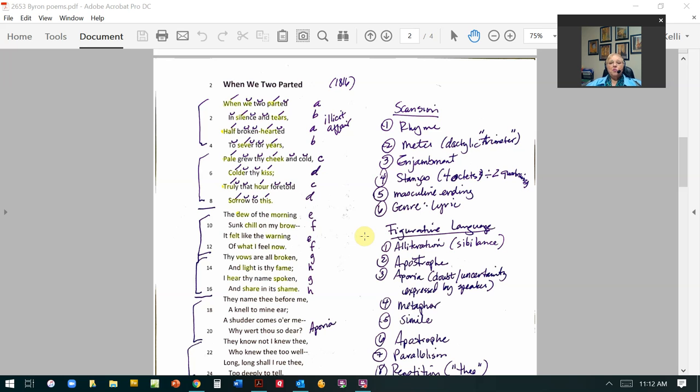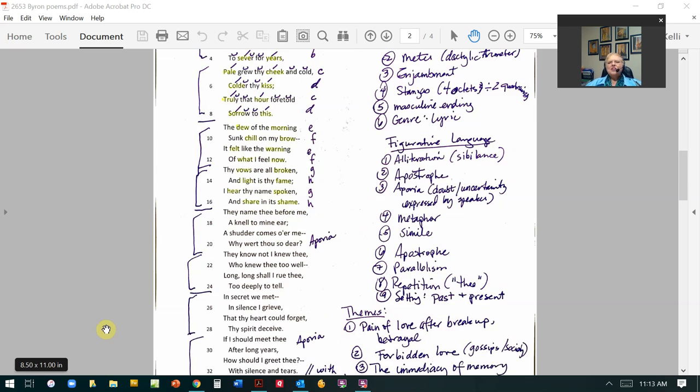They name thee before me, a knell to my ears. A shudder comes o'er me. Why wert thou so dear? They know not I knew thee who knew thee too well. Long, long shall I rue thee, too deeply to tell. In secret we met, in silence I grieve that thy heart should forget, thy spirit deceive. If I should meet thee after long years, how would I greet thee? In silence and tears. Ah, that just gets you right to the heart, right?